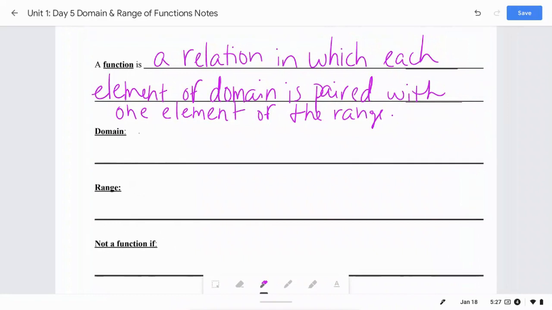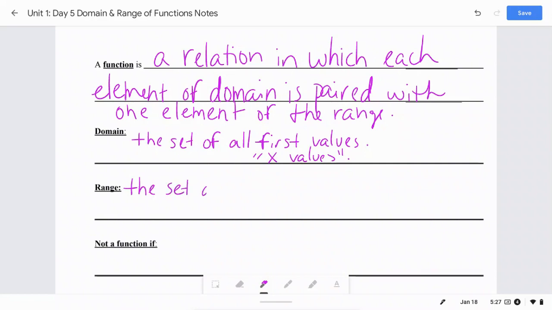So the domain is the set of all first values. And a lot of times we refer to the first values as the x values. The range is the set of all second values. And a lot of times we refer to second values as the y values.